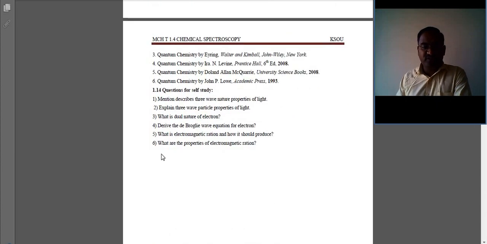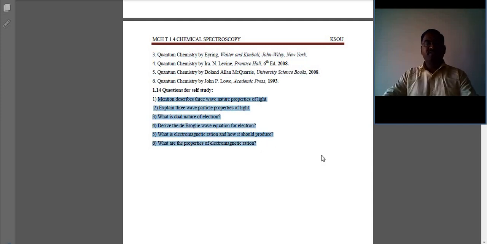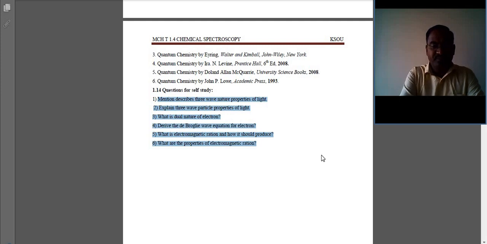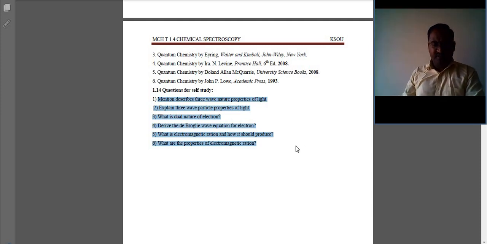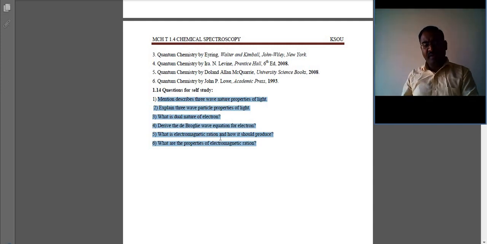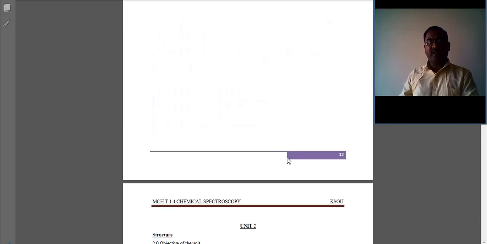These are all important questions. Describe the three wave nature properties of light. Explain the wave-particle properties of light. What is the dual nature of electrons? How do you derive the de Broglie wave equation? How are electromagnetic radiations produced, and what are the properties of electromagnetic radiation?